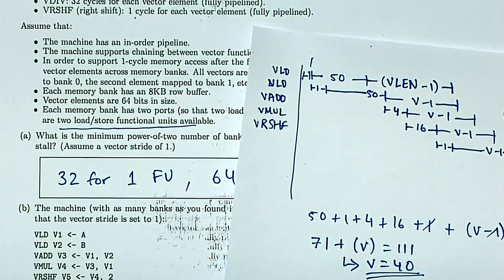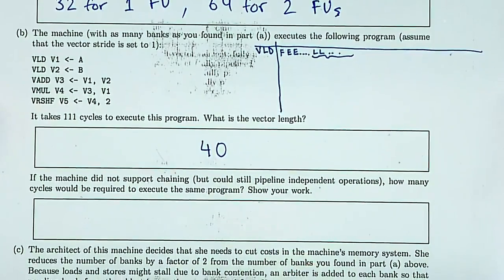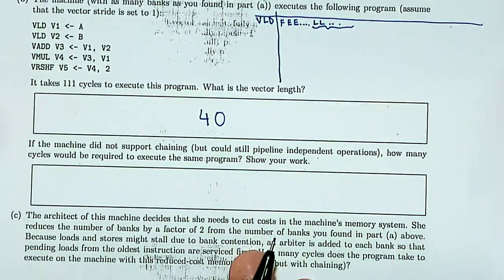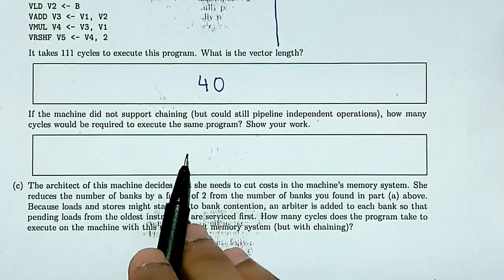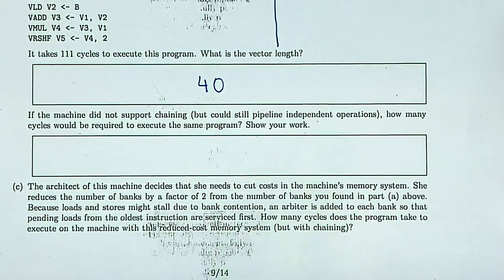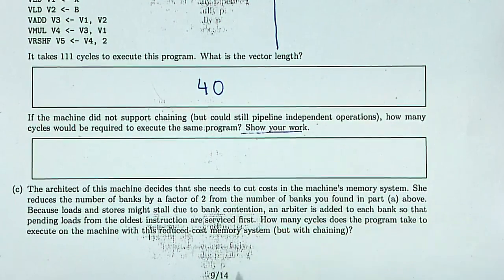Any other questions about this example? No? Okay, so I guess we can go to the second part. We've determined that the vector length for this example is 40, right? The question asks, if the machine did not support chaining, but we could still pipeline individual, independent operations, how many cycles would be required to execute this exact same program? Again, it does say show your work, and a lot of the exam questions will also say that, because if you show the steps, then we can figure out what went wrong and maybe give you a lot of credit, even for things that didn't work out well.